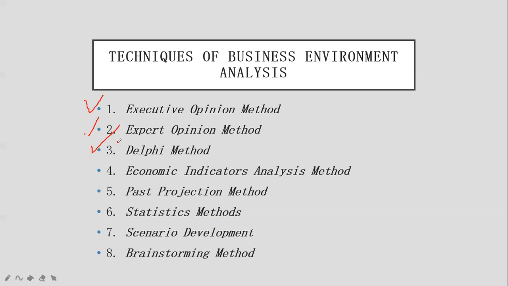Next is economic indicators analysis method. So in the economic indicators analysis method, forecasting is based on certain indicators affecting the business unit. So it depends when we talk about economic indicators. So when we say that the economy is really going up, then you need to increase your sales or even the production. And then if the economy is going low, then you also need to study that and forecast what will happen to your business after the economic meltdown or even slowdown.